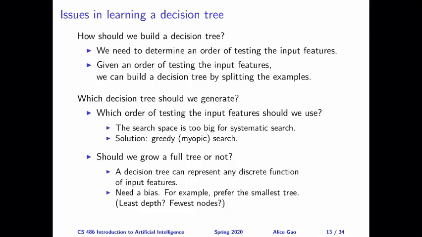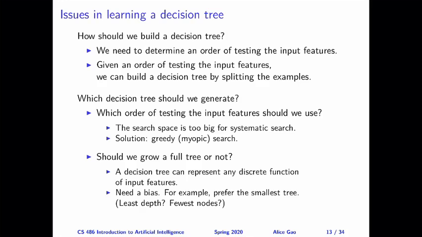In this video, I'm going to talk about two things. The first one is what are some challenges that we might encounter when we learn a decision tree given a data set. And second, I will show you an example of constructing a decision tree given that we know an order of testing the input features.